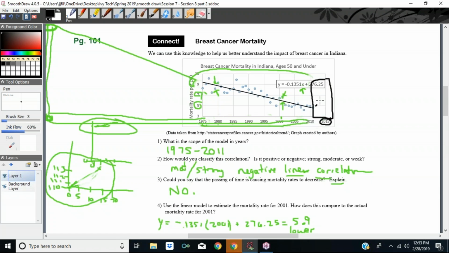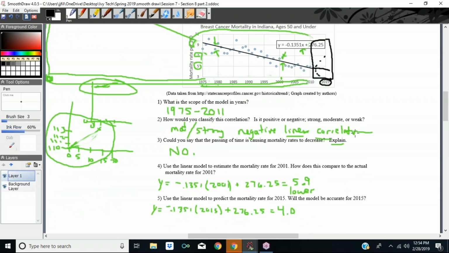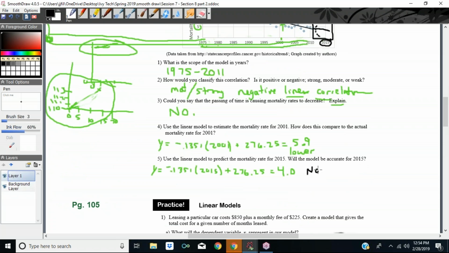Maybe something could have happened and the mortality rate went up significantly, or maybe there was a really good advancement and it went down dramatically. We don't know if it stayed steady on that line. So we would say, no, it wouldn't be accurate. And it's an estimate. Oops, estimate. That's an M in there. It assumes that the model keeps on going exactly the same, and we don't know if it does or not because the model's only good until 2011.